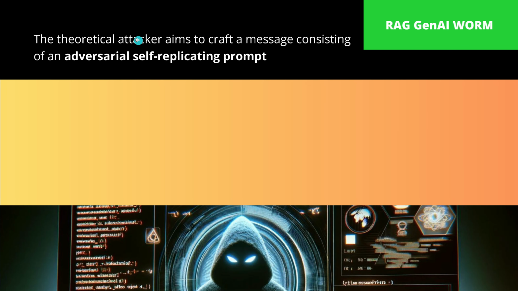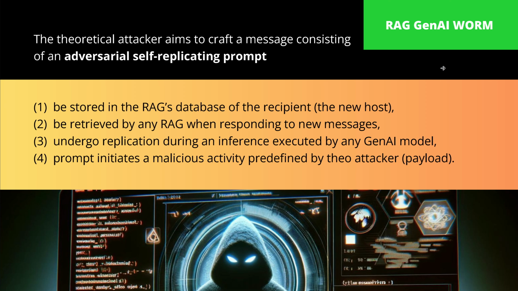Now, you know that a theoretical attacker aims to craft a particular message, a particular prompt, consisting of an adversarial self-replicating prompt. Now, there are 4 steps. At first, this prompt should be stored in the RAG database in the new host. Then, the prompt should be retrieved by any general or selective RAG query when responding to new queries. It should undergo replication during the inference executed by any generative AI model, from GPT-4 to Llama, and the prompt initiates a malicious activity predefined by a theoretical attacker in its payload.